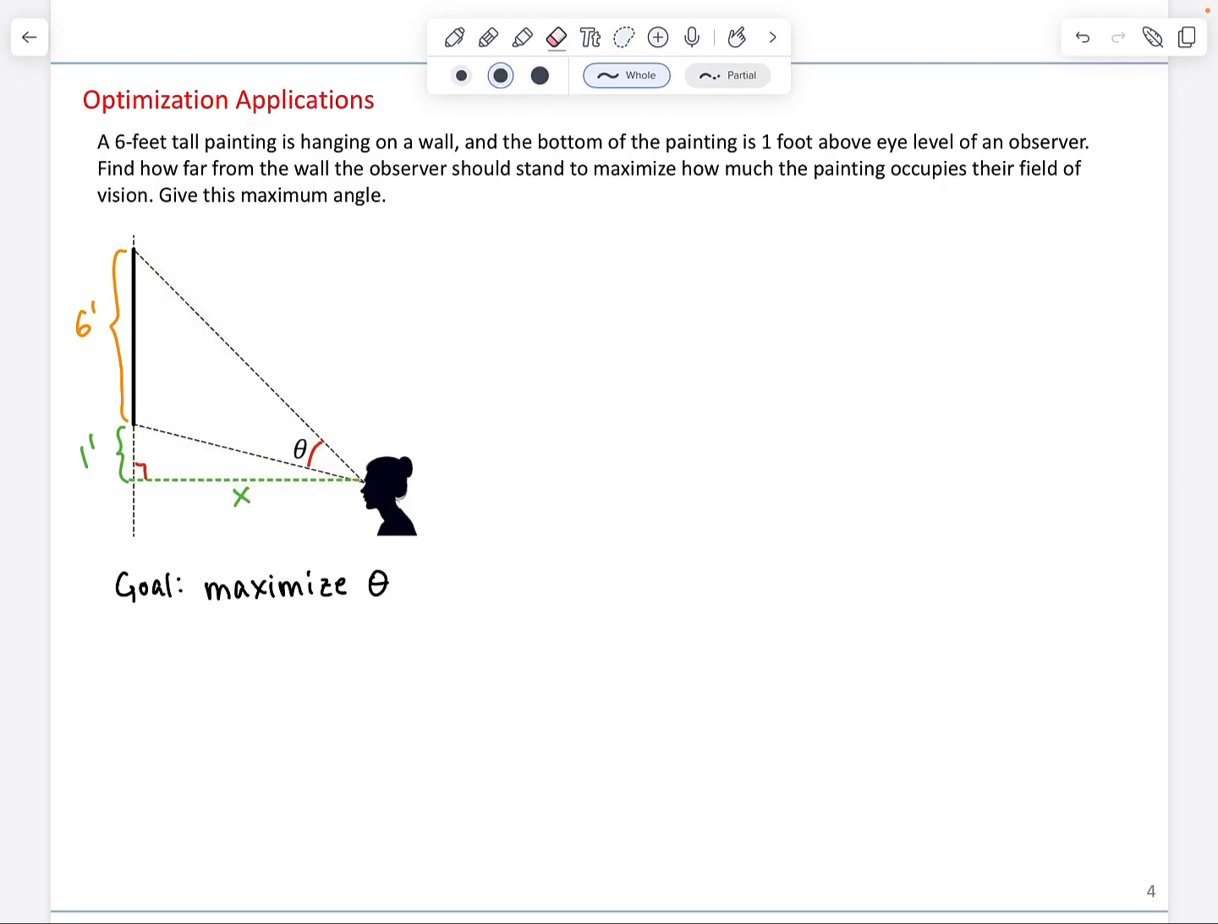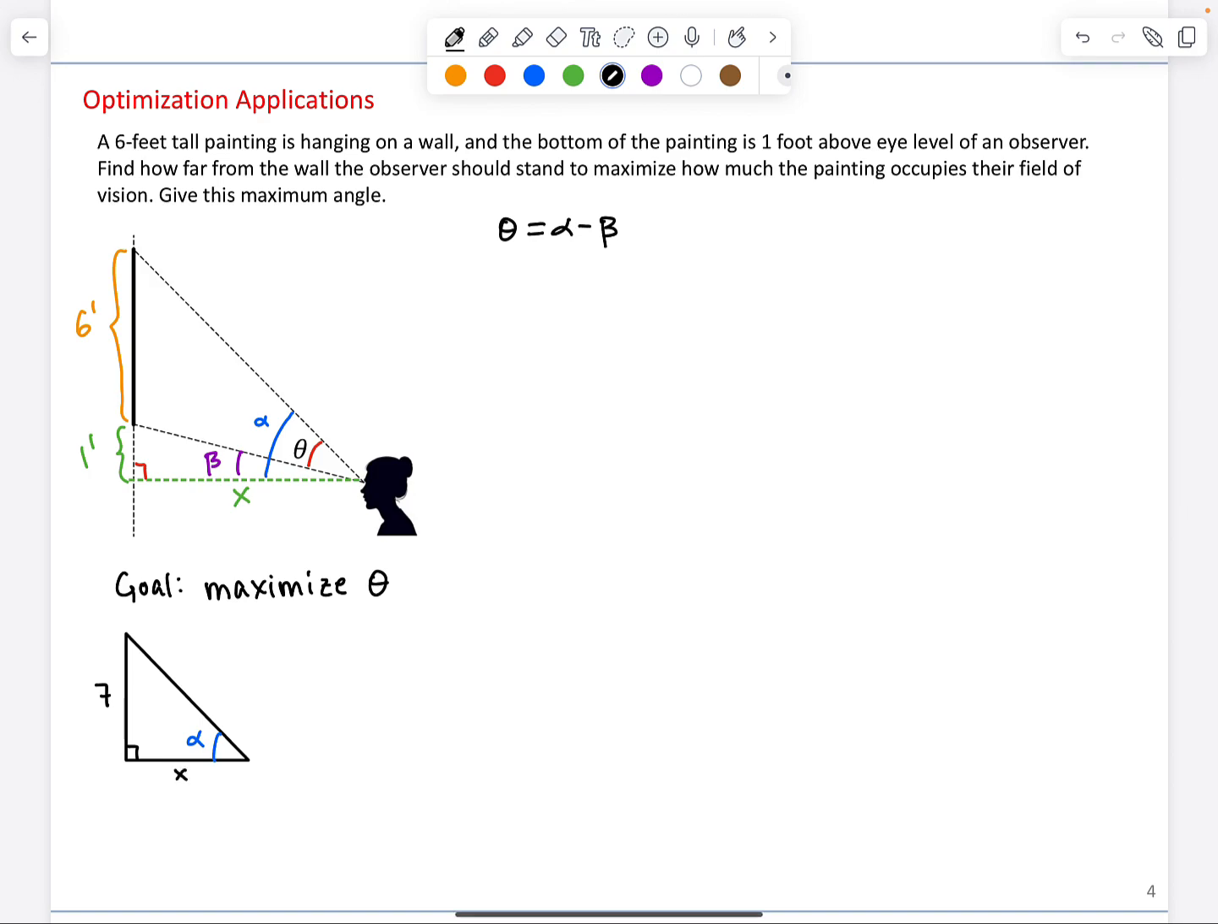Now, because of those right triangles, I'm going to adopt the following strategy. We will find an expression for this angle, which I'll call alpha, and then another expression for this angle, beta. And then we can see that theta can be expressed as the angle alpha minus the angle beta. So looking at the big triangle and the angle alpha, the height of the big triangle would be 6 plus 1, or 7 feet, and the horizontal leg would be x feet. So we know that the tangent of alpha would be equal to opposite 7 divided by adjacent x. So alpha itself would be the arctangent of 7 over x.